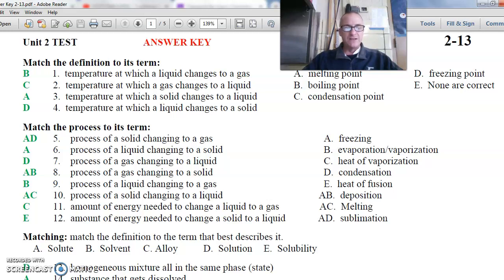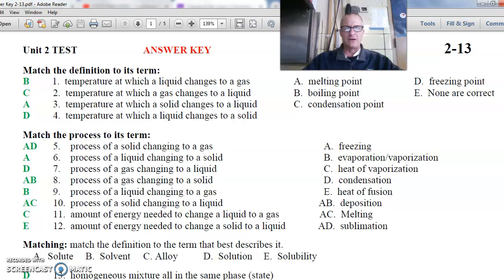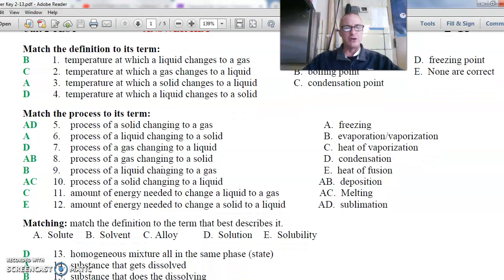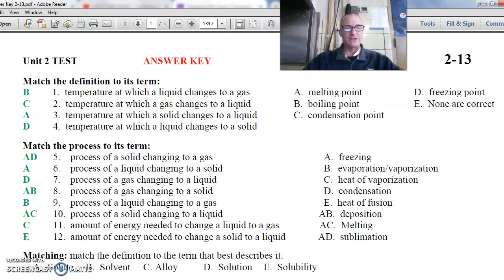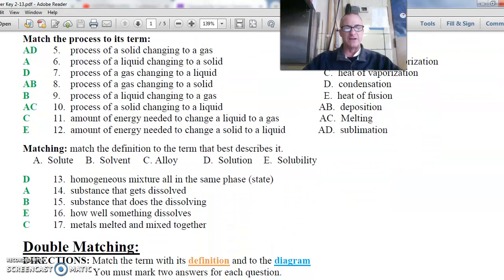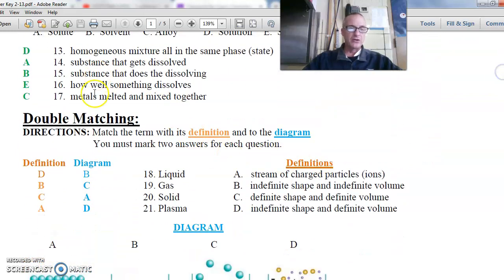I will not go over these definitions. That doesn't mean you can't ask questions on the definitions, but with regards to the help videos, most of these are just straight definitions of terms. So if you are confused on the definitions, don't hesitate to ask. The first section, definitions. Second section is matching definitions. The third section is again matching definitions.